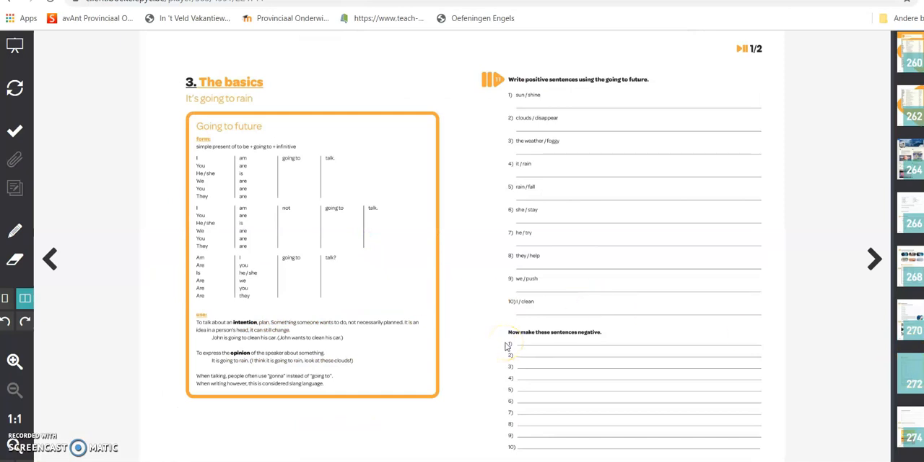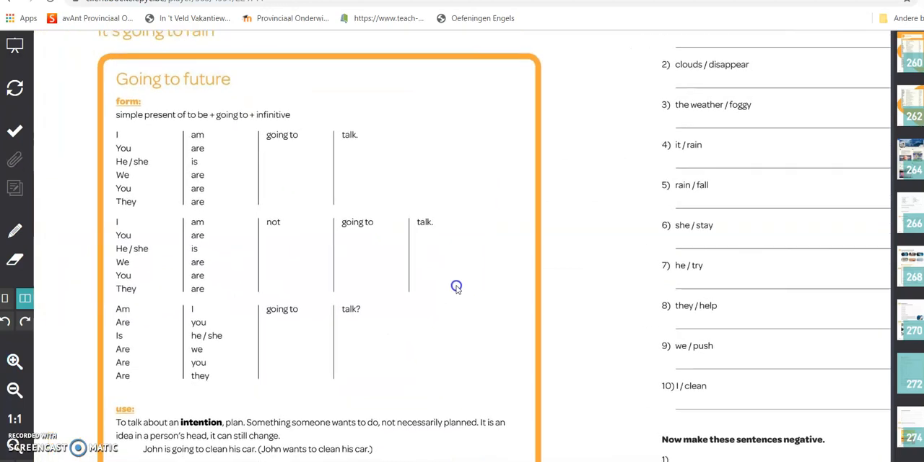Then we are going to the next topic. So going to, this is referring to future. So how do you form this? You use a form of to be in the simple present. Then you use going to, and then you finish with an infinitive. Yes, without to, of course. If you make it negative, you put not in between. And if you want to form questions, then you switch place between the verb to be and the personal pronoun used as a subject. Yes.